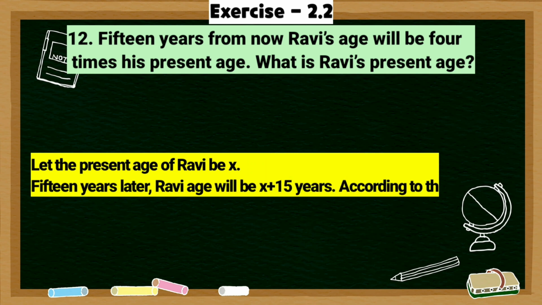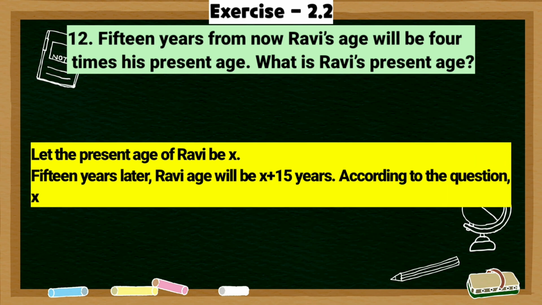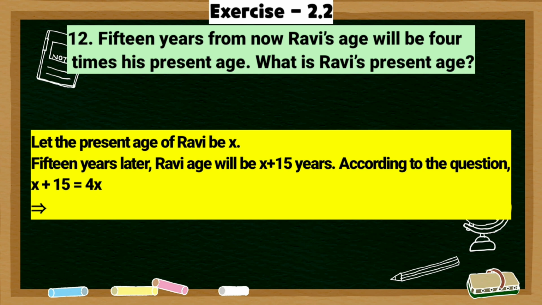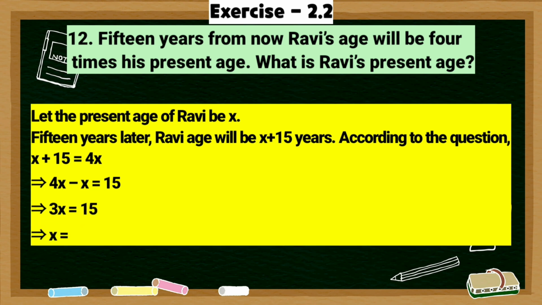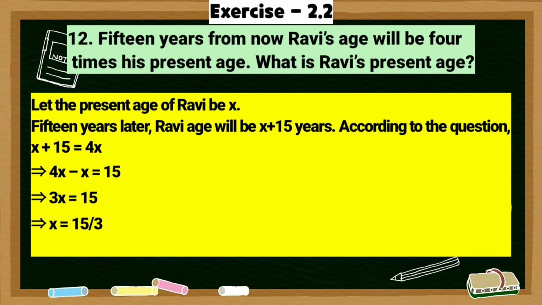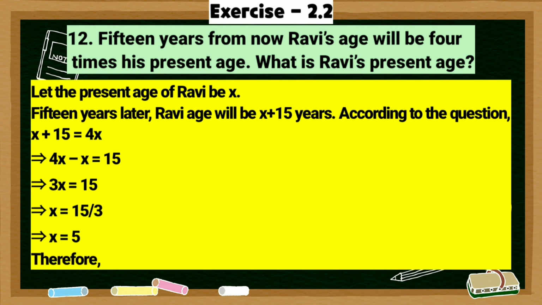Now 15 years from now x plus 15, Ravi's age will be 4 times his present age. Present age is x, 4 times of present age is 4x. So the equation is x plus 15 is equal to 4x. So on solving 4x minus x is equal to 15, that is 3x is equal to 15, x is equal to 15 divided by 3. So the answer is x is equal to 5. Therefore, the present age of Ravi is 5 years.